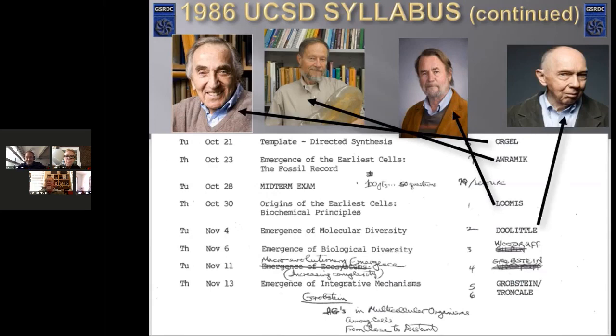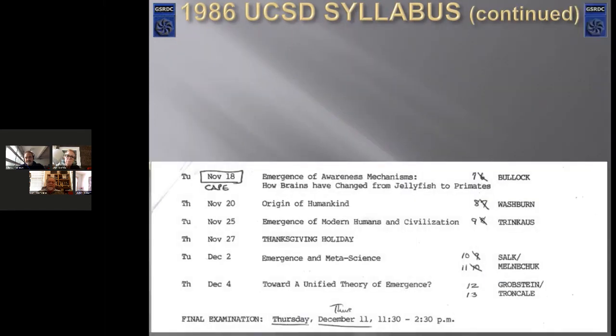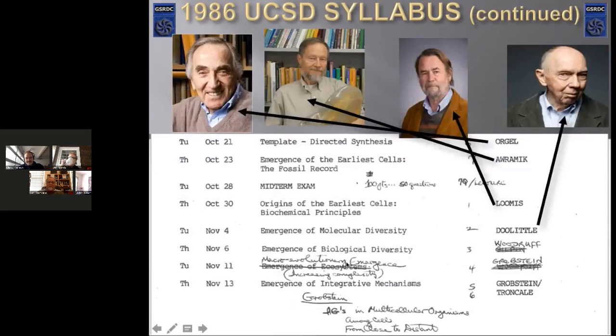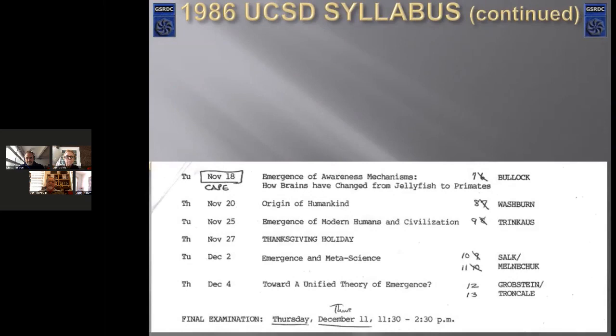And then Doolittle was one of my heroes as a graduate student. He was the one who was famous for work on the early polymers, and he did a lot of sequence studies that showed which ones came first. Let's see, did I miss somebody? Yes, Woodruff and then Grobstein talked about then once life had begun on the molecular level and reproduction because of genetics, then of course it diversified, and Grobstein talked about macroevolutionary emergence and increasing complexity and emergence of integrative mechanisms. He talked about the immunoglobulins and multicellular organisms across cells from close to related to us to distant. And I broke in there with some of the systems origins too.